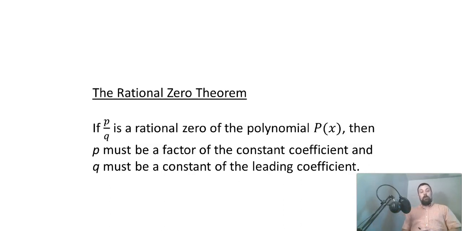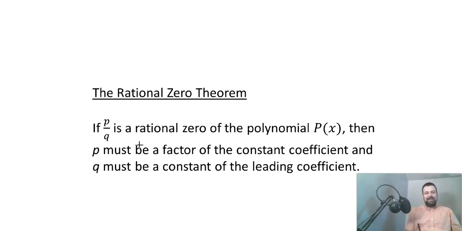If P over Q is a rational zero of the polynomial P of x, now it's kind of weird because you're saying, wait, we're starting off assuming we already have a zero of the polynomial. But here's why we're doing that. Then P must be a factor of the constant coefficient, and Q must be a constant.